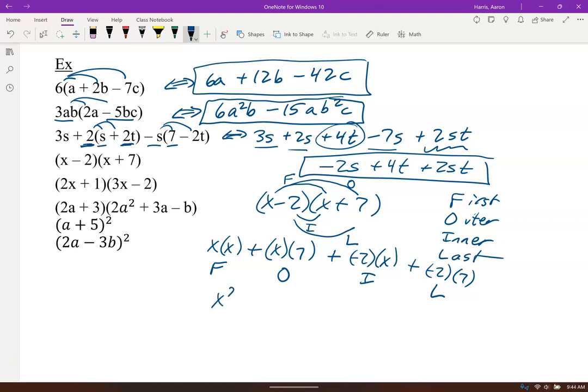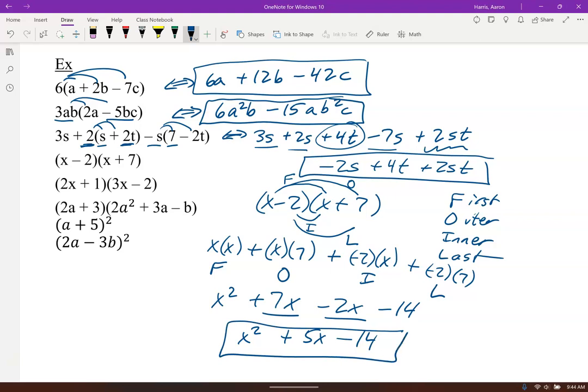Let's clean this up. X times x, x squared. X times 7, that's a 7x. Negative 2 times x, minus 2x. Negative 2 times 7, minus 14. Combine like terms. So 7x minus 2x is a 5x. And then minus 14. So x squared plus 5x minus 14. Any questions so far?